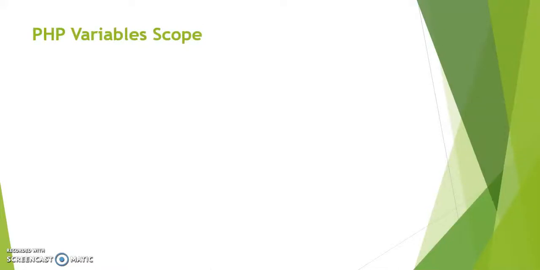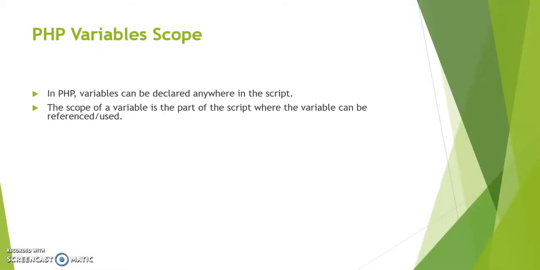PHP variable scope. In PHP, variables can be declared anywhere in the script. The scope of a variable is the part of the script where the variable can be referenced or used. PHP has three different variable scopes: local, global, and static. So let's get to know them.